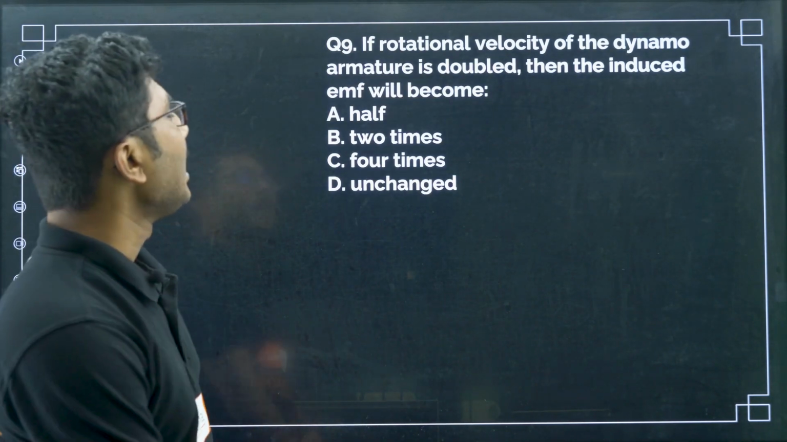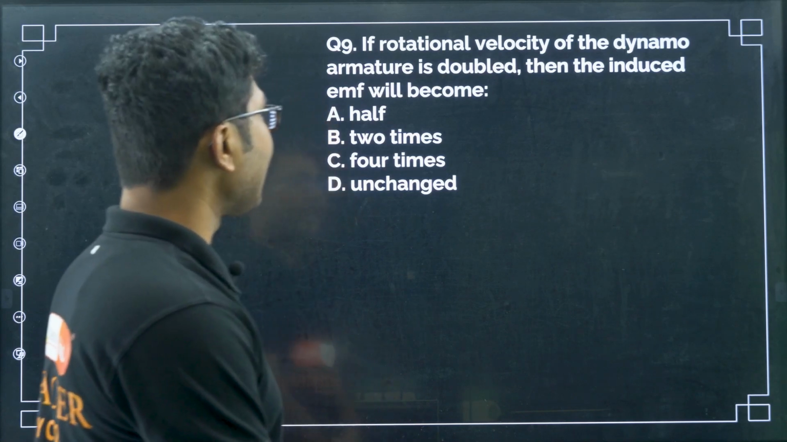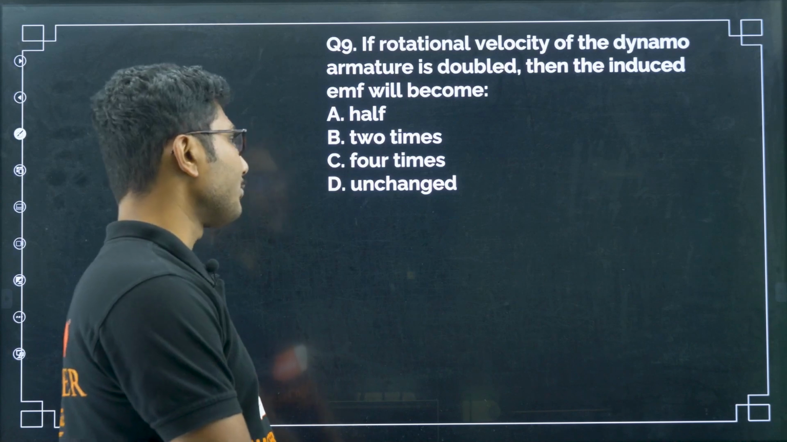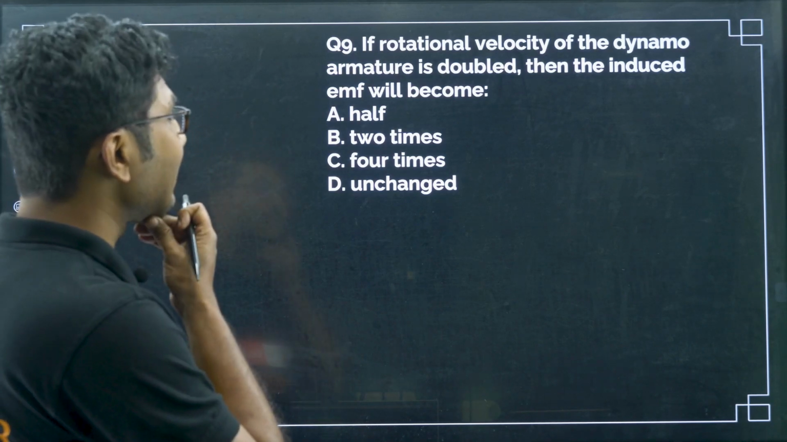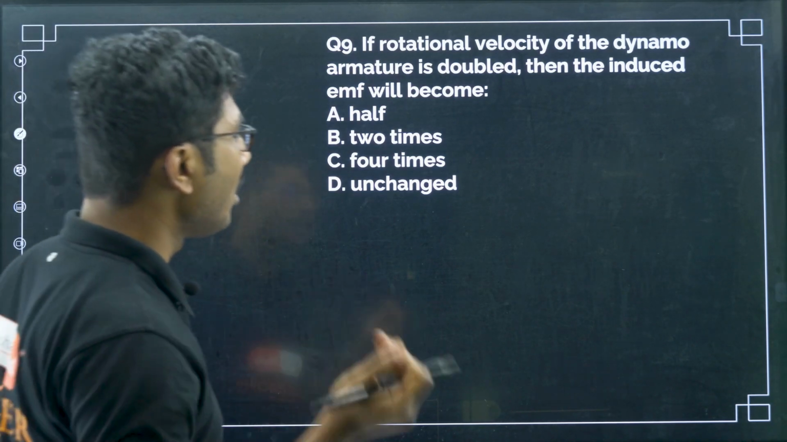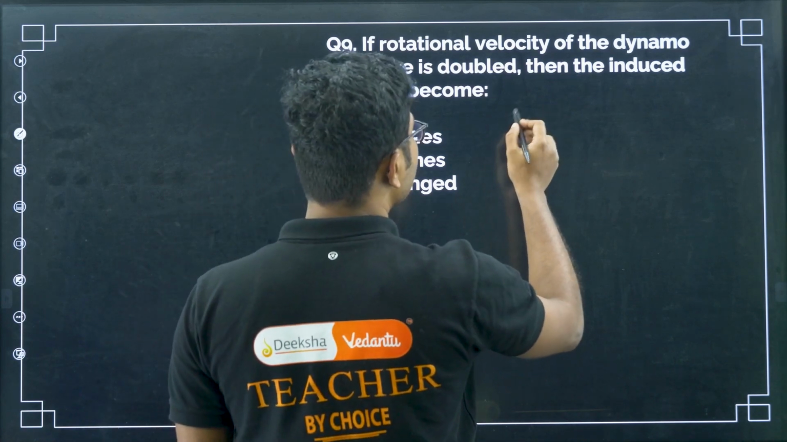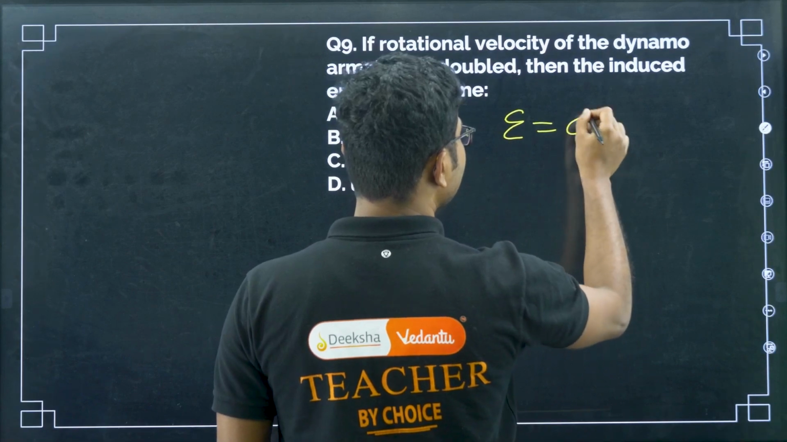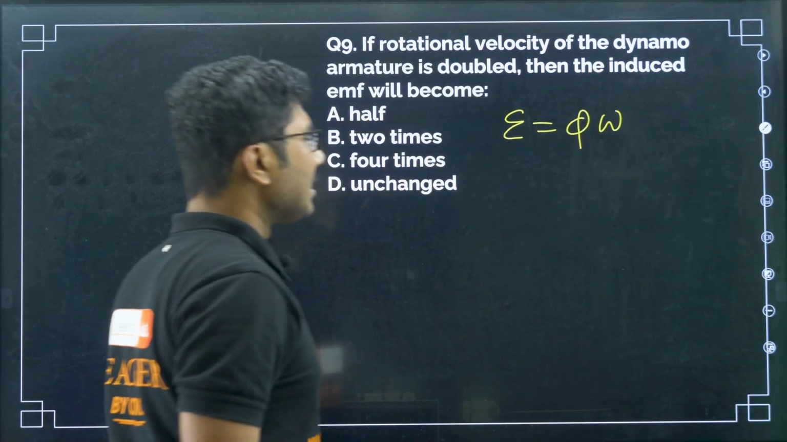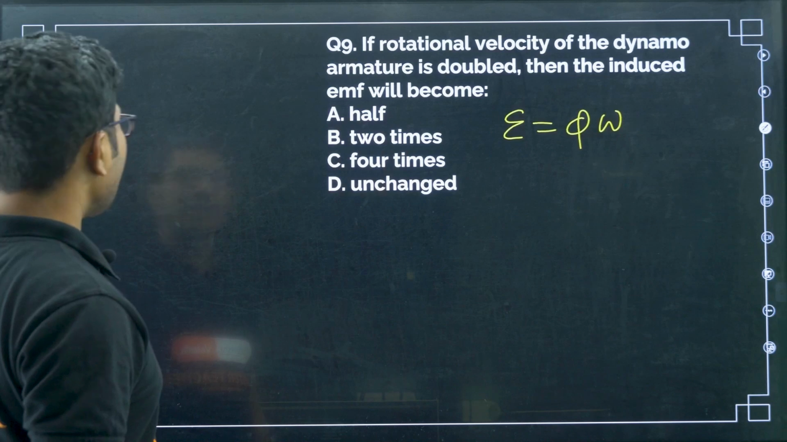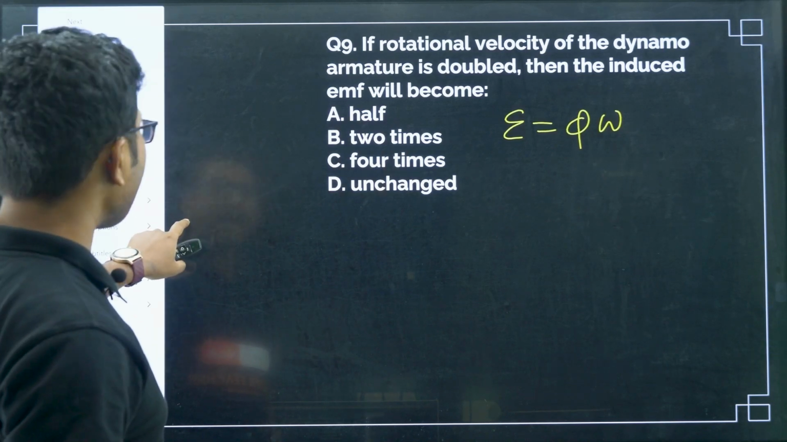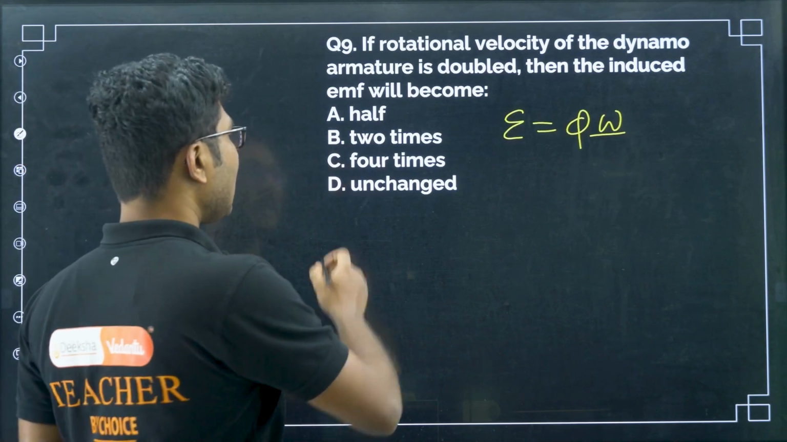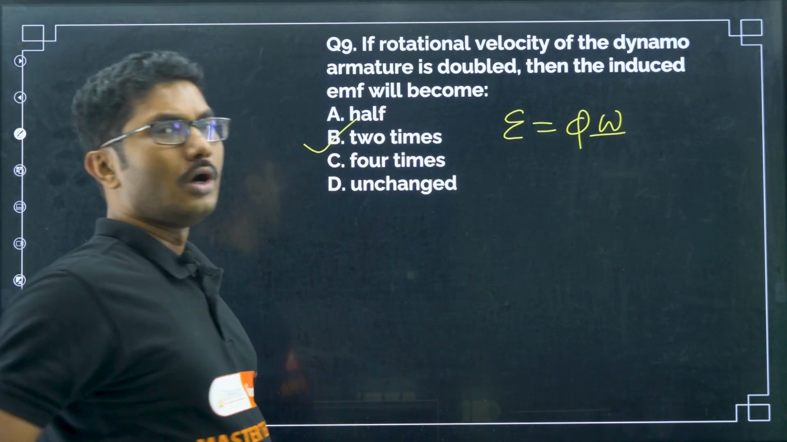Now question number 9, if rotational velocity of the dynamo armature is doubled, then the induced EMF will become half, 2 times, 4 times, unchanged. So the rotational velocity of the dynamo armature is doubled. So in the previous problem that we solved, we see that induced EMF is basically change in flux times omega, right. Now change in flux is constant here. So we can say that if you double the speed, the induced EMF will be doubled, right. It will be just 2 times.